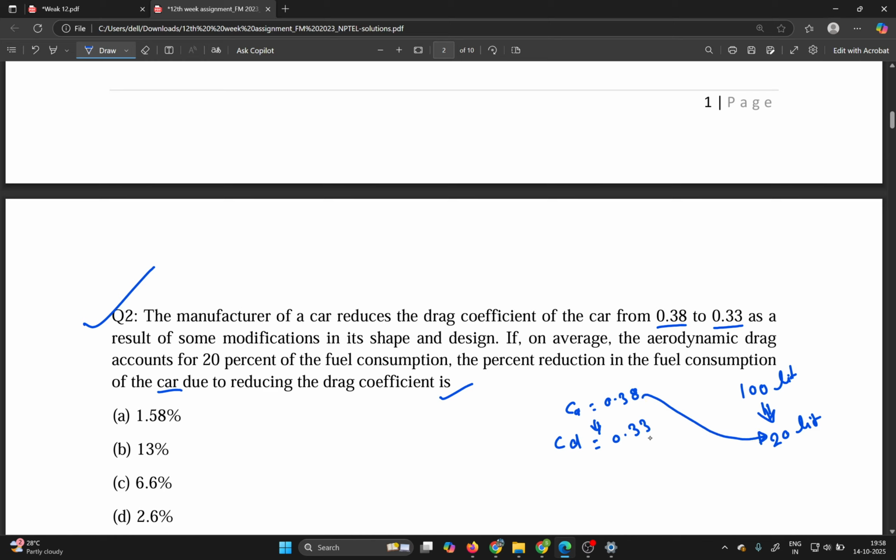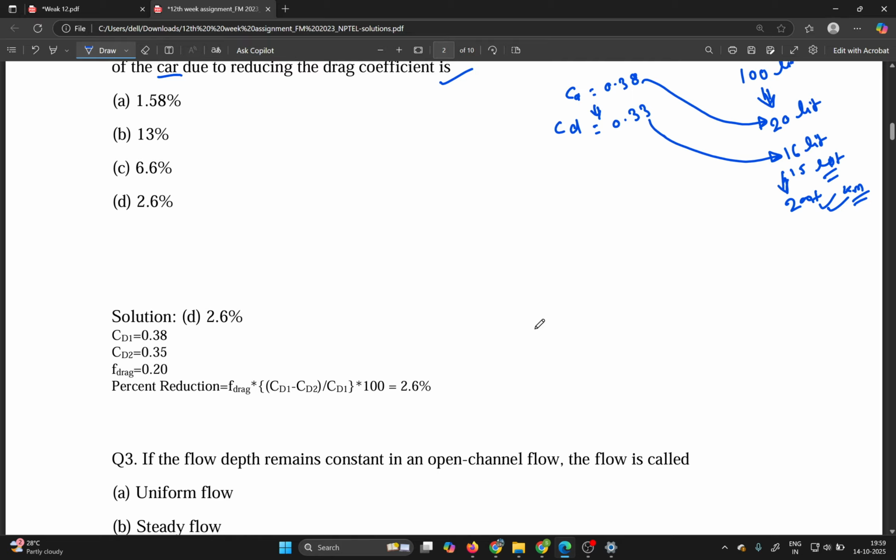If drag is reducing, this 20 liters may be reduced to 16 or 15 liters or something like that, because drag is reducing, so the fuel consumption due to drag will also reduce. If in the 100 liters your car was running, let us suppose, 200 kilometers, just as an assumption, then your car will now run 200 plus kilometers. So this was the question, just a simple calculation. So yes, option D is correct.